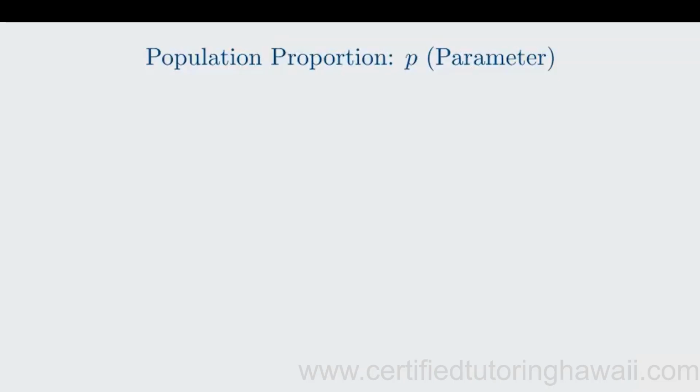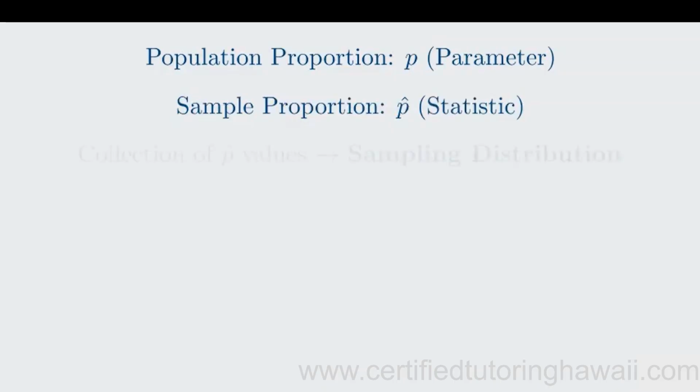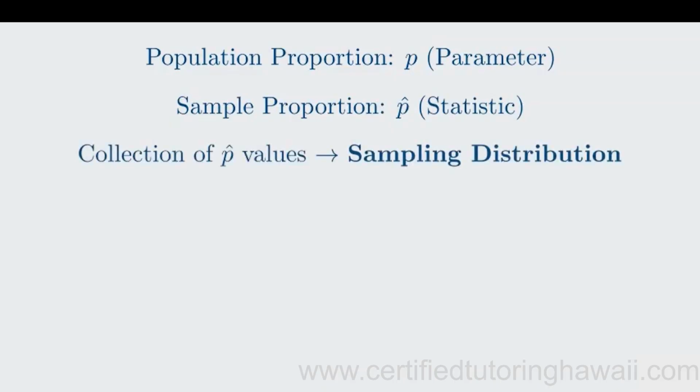In statistics, we often want to know a population proportion, which we call P. However, we usually only have access to a sample proportion, which we call P hat. If we took many samples of the same size and calculated P hat for each one, those values would form what we call a sampling distribution. Think of P hat as a random variable that changes from sample to sample. Today, we're going to learn exactly how that variable behaves.